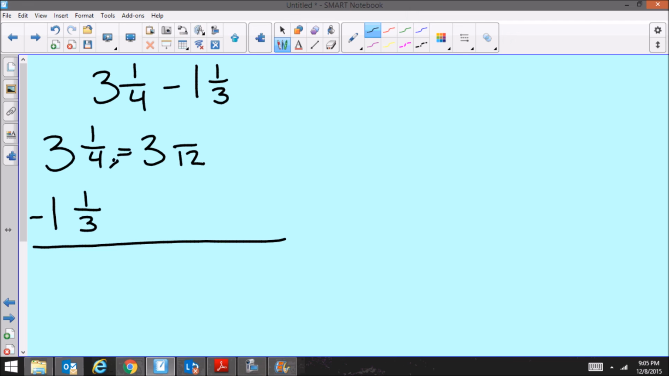So 4 times 3 is 12, so 1 times 3 is 3. And then down here at the bottom, 3 times 4 is 12, so 1 times 4 gives me 4. Now I end up with that issue of not being able to subtract 4 from 3 without getting a negative number. So what I'm going to do in this example is take this 3 and 3/12 and 1 and 4/12 and make them improper fractions.